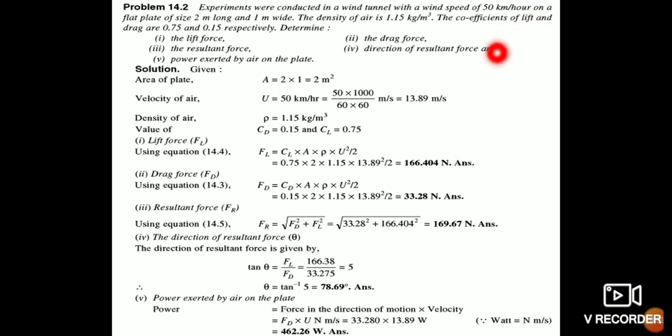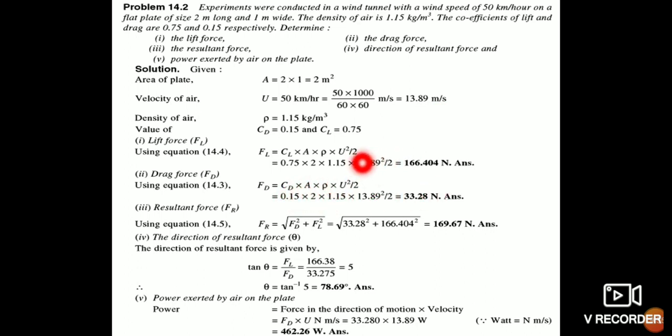The coefficients of lift and drag are given. We need to find the lift force and the drag force, the resultant force, the direction of the resultant force, and the power exerted by air on the plate. To calculate power, we have to consider the drag force FD. The direction of the resultant force is theta. The vertical component is FL and the horizontal component is FD, so first we calculate lift force FL and drag force FD, and then tan theta is equal to FL divided by FD, the slope dy by dx. Then we can calculate the angle.